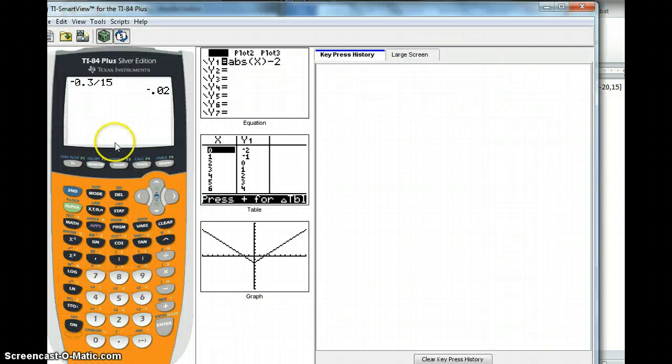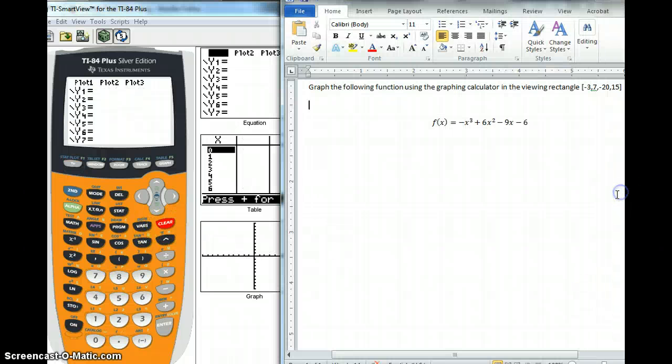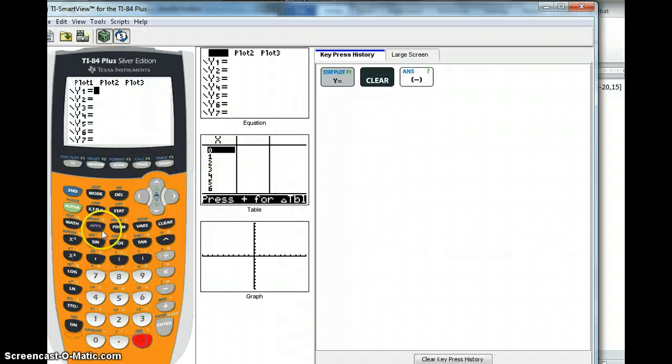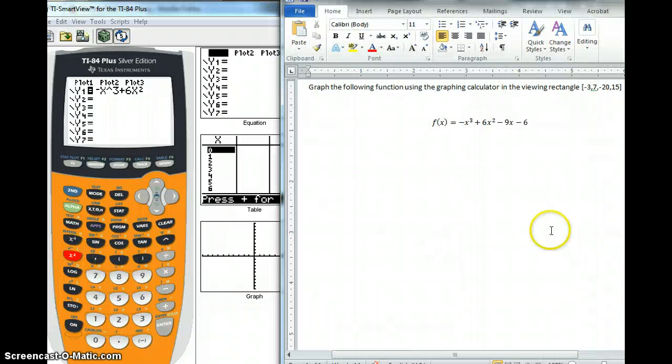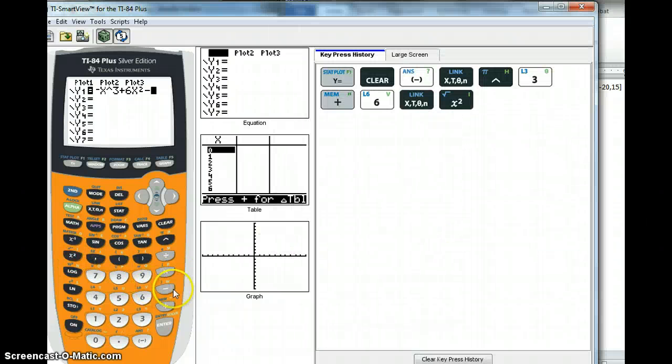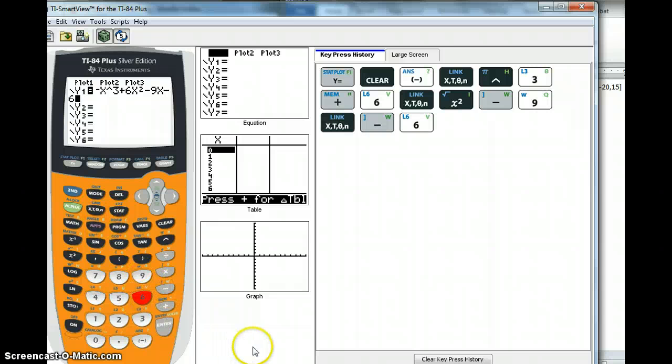So let's go ahead and turn our calculator on and go to y equals. Let's clear out anything that's in there, and we're going to put this function in here: negative x cubed, and then plus 6x squared, minus 9x minus 6.